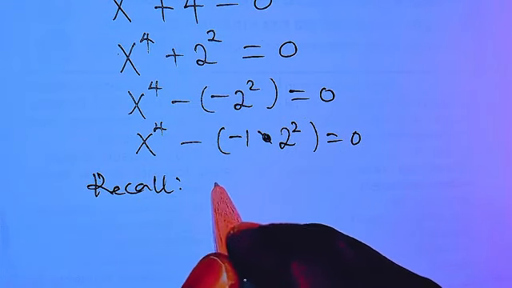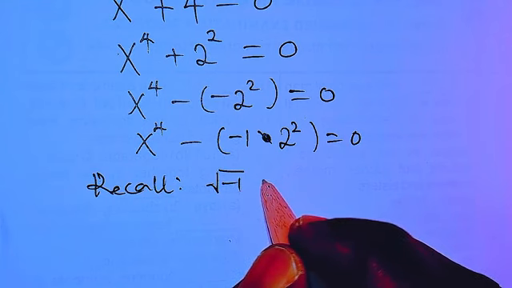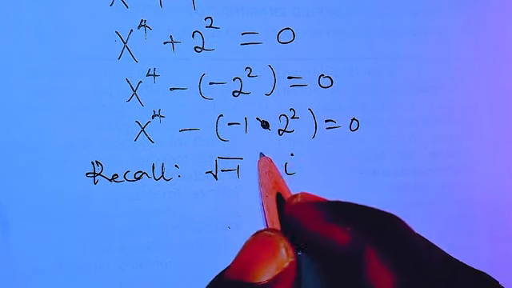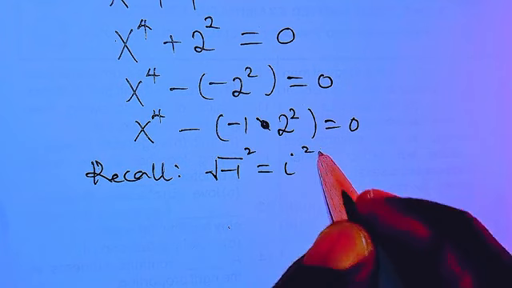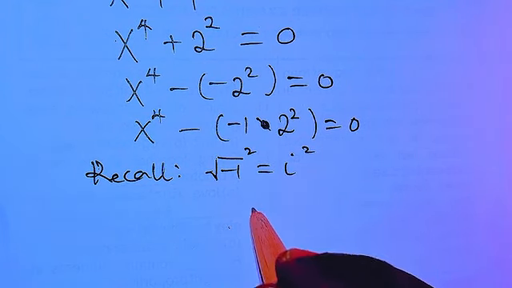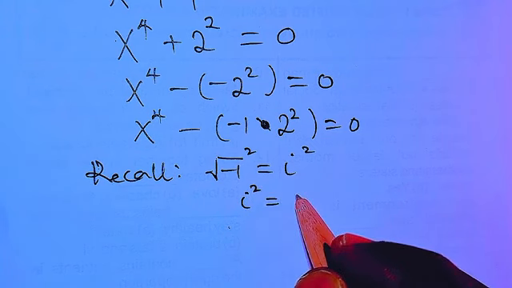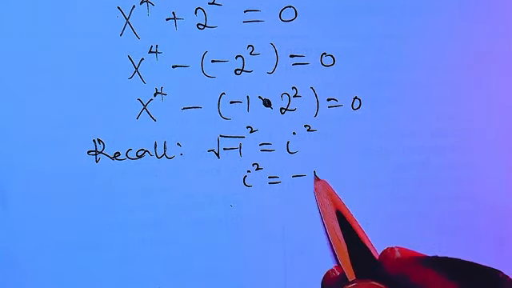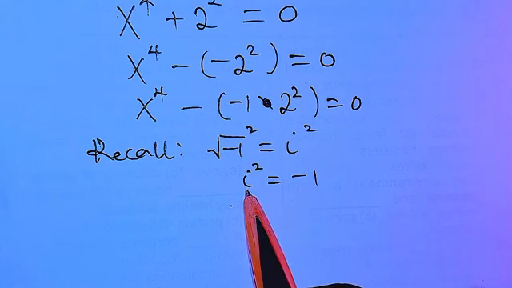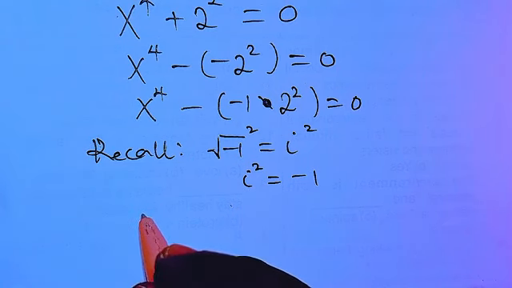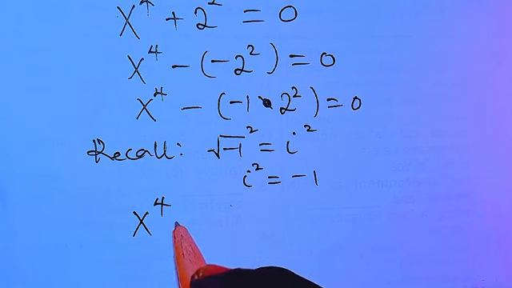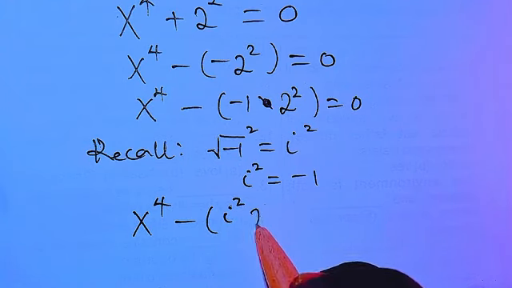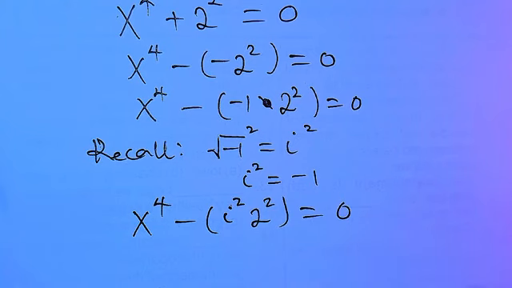So now I want you to recall from complex plane, if you have root minus 1, this will give us i. Then if you square both sides of this, you can see that we're going to have i squared to be minus 1. So now this minus 1 that is here, we are going to replace it with i squared. So I'm going to be having x to the power of 4 minus into bracket i squared, then 2 to the power of 2 equals 0.